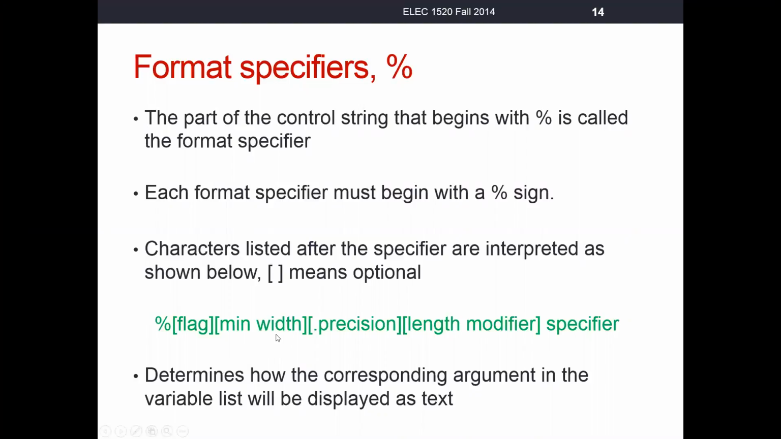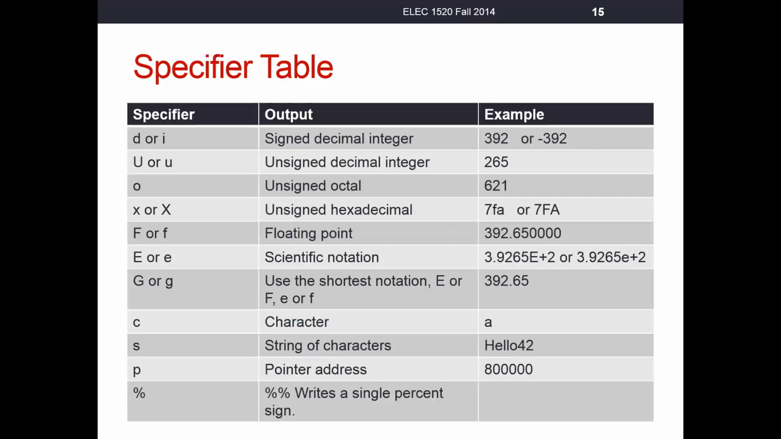There will be several other fields we can put in, but we want to start simply and then learn how to build. So we're going to have a %, and then the specifier will be a character from the alphabet. %d for integers. What it will do is determine how the corresponding argument, which will normally be a variable name, and the data that's stored in there, is displayed as text.